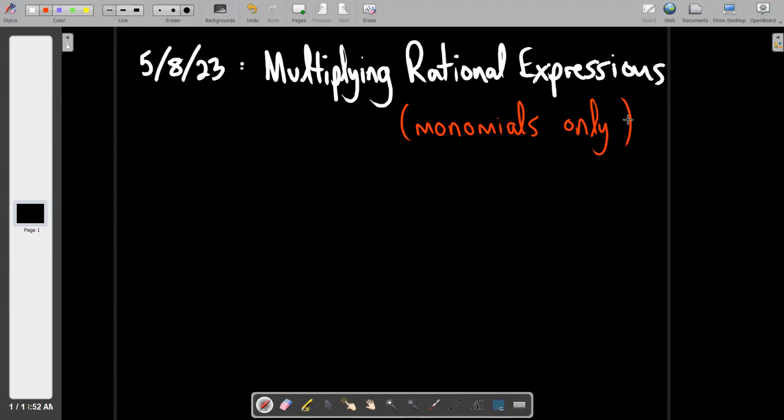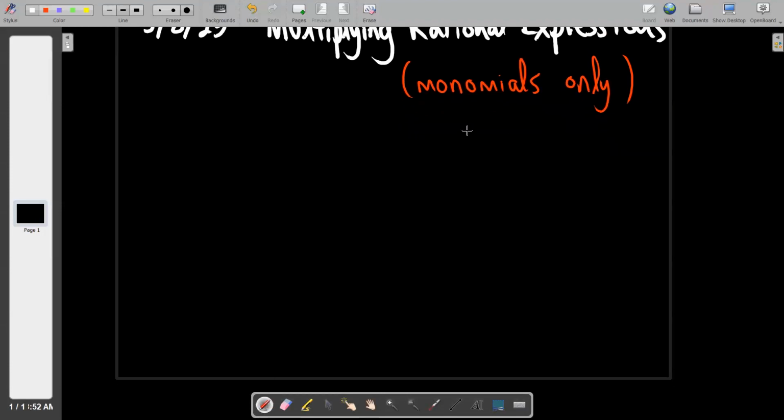It's not so much the division and the flip that I'm worried about, actually. It's just this whole idea of how do you do this. So all of today's problems are going to look very, very similar. And when I say monomial, again, I'm talking about polynomials that just have one term.